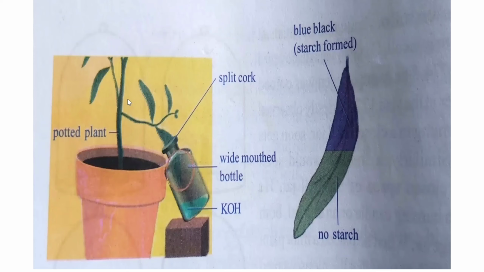to remove the starch from the leaves. After destarching, we take out the plant, and a wide-mouthed bottle with a little amount of KOH, potassium hydroxide solution, is fixed with a leaf of the potted plant. Half of the leaf is outside the bottle and half of the leaf is inside the bottle. Then this apparatus is kept under sunlight for 2 to 3 hours. Then the leaf with the bottle is detached from the plant and the bottle is removed.